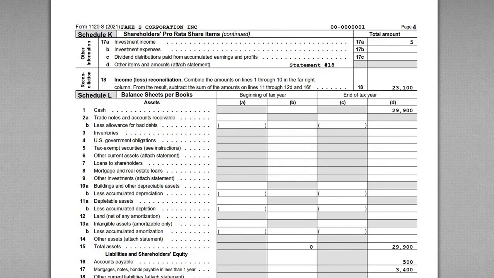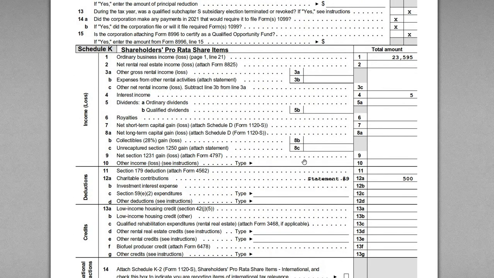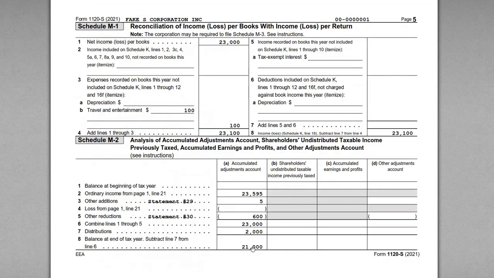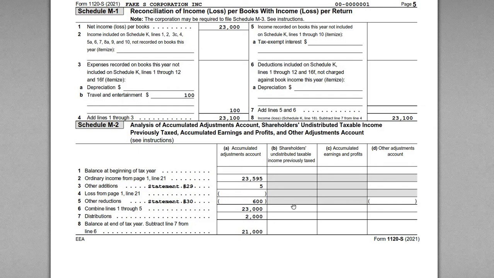But if we go back to Schedule K and we take a look here, that other additions amount could include other items of income that you would see here. So let's say lines 2 through 10, whatever you might have in this bucket here could end up on that other additions line in Schedule M-2. In our case, we just have the interest, so we've got our ordinary income here, we've got the interest of $5. Now we move on to the reductions.